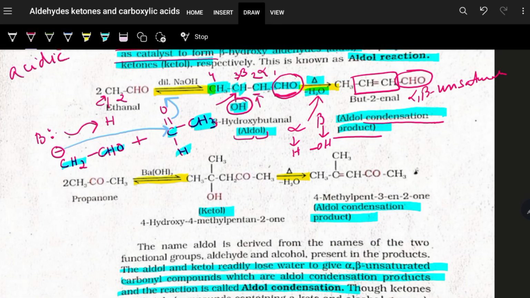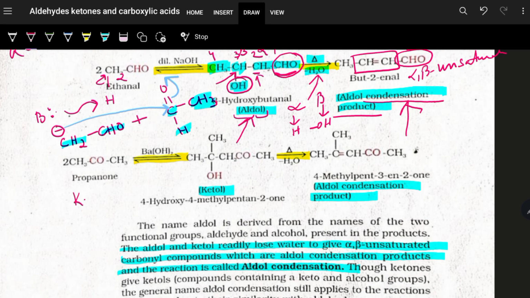So if your question is not aldol condensation, do not give heat to remove H2O. If the question is draw the structure of the aldol, please stop till this. If the question is draw the structure of the aldol condensation product, then it is required to heat and remove H2O.